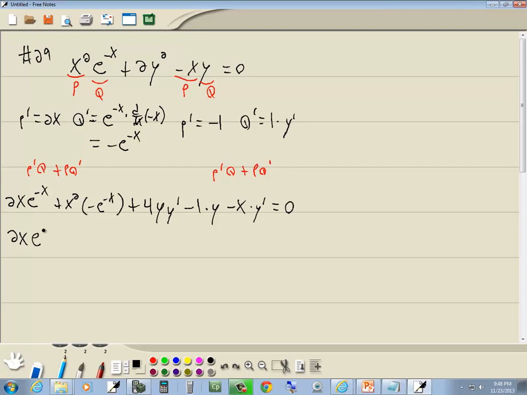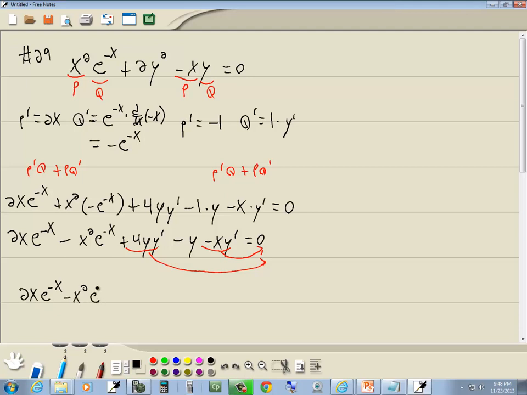So we've got 2x e to the negative x minus x squared e to the negative x plus 4y y prime minus y minus x y prime is equal to 0. Well, we want to get everything with y prime on one side, so I'll take this negative x y prime to the right side and take this 4y y prime to the right side. So we've got 2x e to the negative x minus x squared e to the negative x minus y equals x y prime minus 4y y prime.